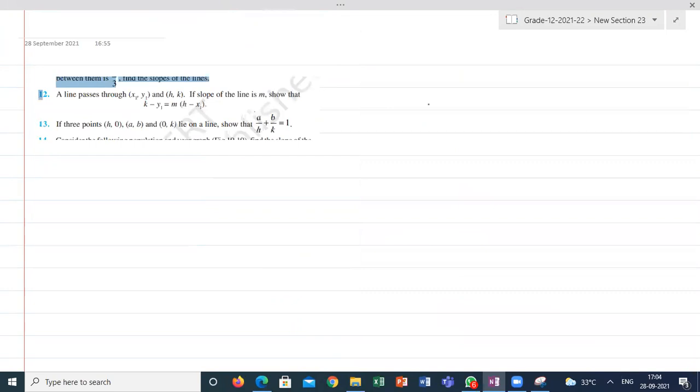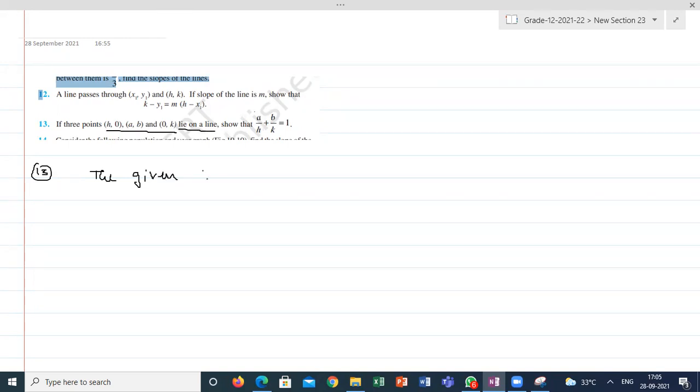Basic algebra is required. If 3 points lie on a line, show that... So they gave 3 points lying on a line. That means the given 3 points are collinear, because according to the given data, lying on the same line means these 3 points are collinear.